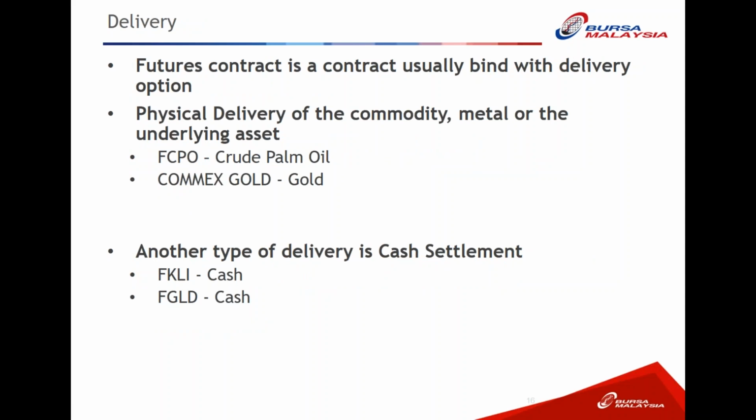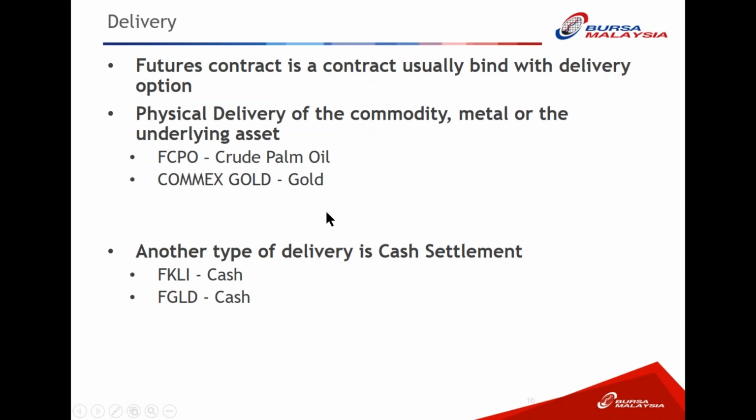So delivery is something in the futures contract you have to understand. Any type of contract you're going to trade, make sure you understand the specification, especially on the delivery part, when is the spot month, and when usually you do not trade the spot month because the margin becomes higher. A futures contract is usually bought with a delivery option, where physical delivery of the commodity or metal or any underlying asset. For example, CPO, crude palm oil, is the asset. If you take physical delivery, it means you're taking crude palm oil, or COMEX gold, you will be taking the gold, for example.